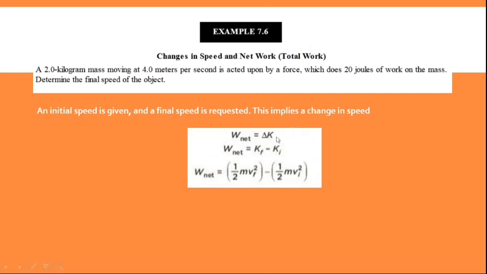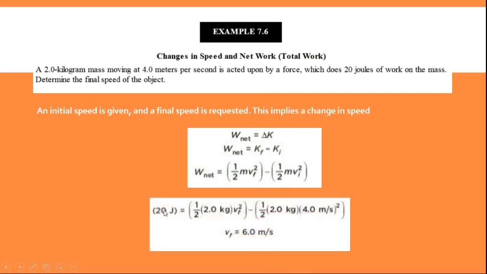Work net equals change in kinetic energy, kinetic final minus kinetic initial. You write the formula, then you substitute. 20 joules is the work. Half times mass, 2 kilograms, V final squared, unknown, I want to find it, minus half times mass, 2 kilograms, V initial squared, which is given in the question, 4 squared. So the answer for V final is what? 6 meters per second. That's all for today. I hope that everything is clear.